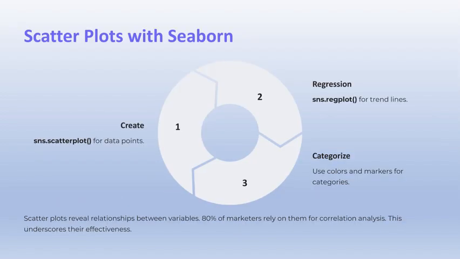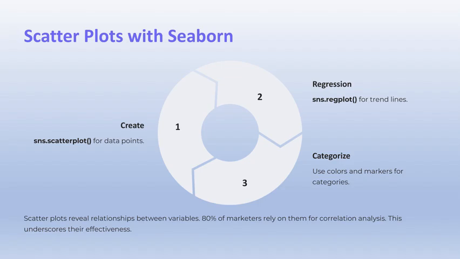Now let's explore the scatter plot using Seaborn. Start with sns.scatterplot to create your data points. This is the foundation of your plot. Then add a regression line using sns.regplot to highlight trends or correlation within the data. Next, categorize by using different colors and markers to distinguish between groups or categories. This adds clarity and depth. Scatter plots are incredibly effective in spotting patterns.